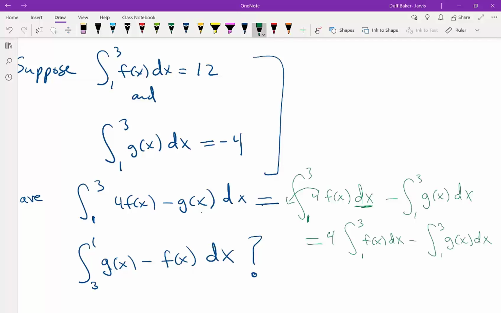Okay, so you can simplify it down. And the reason we did this is because these are the things that were given, right? We were given the integral of the area under f between 1 and 3. So that part is just 12. And this other one is minus 4.